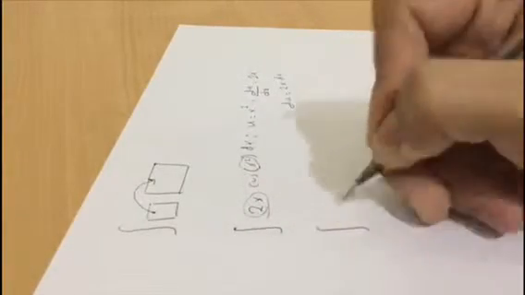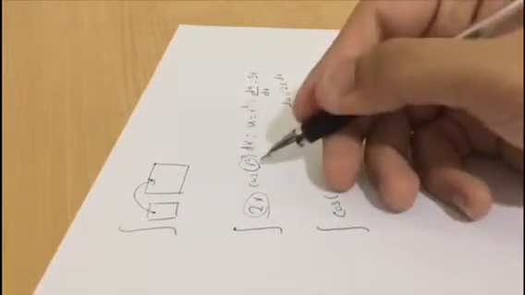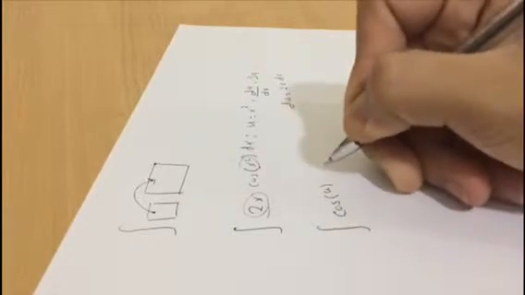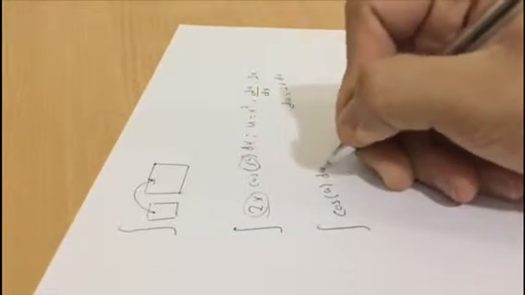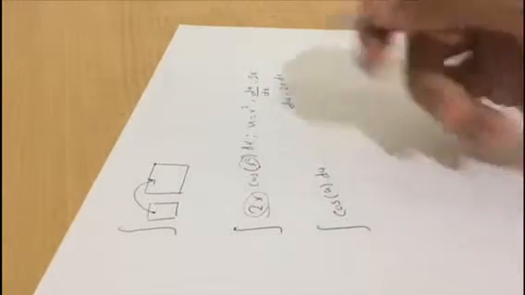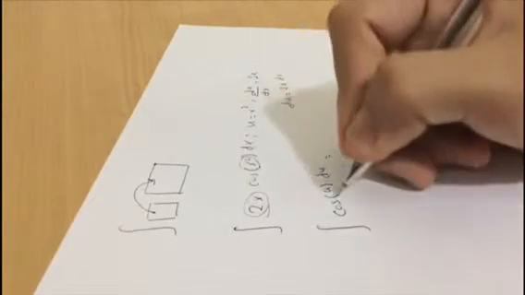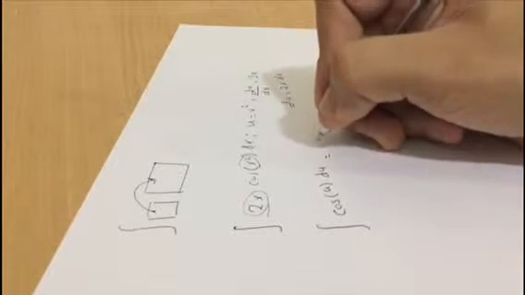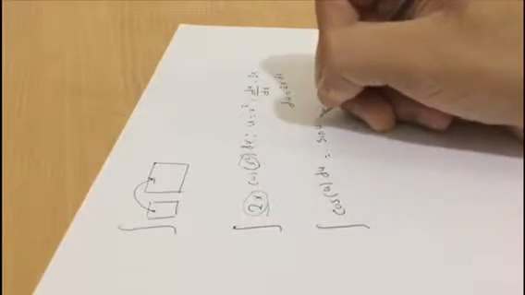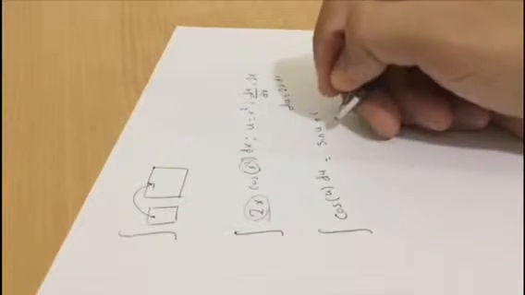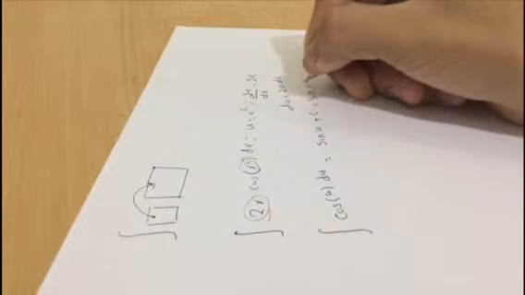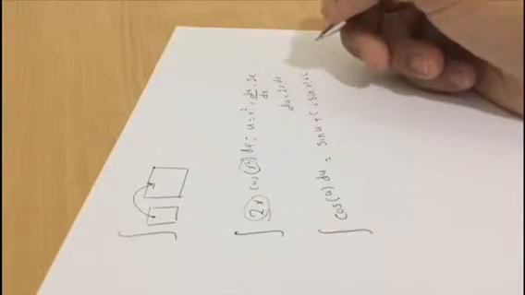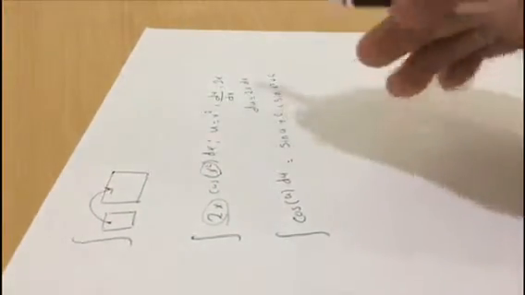Cosine x squared is cosine u, multiplied by 2x times dx which is du. Now this is simple integration. The integral of cosine u is sine u plus c, and u is x squared, so sine x squared plus c. This is the first example about integration by substitution.